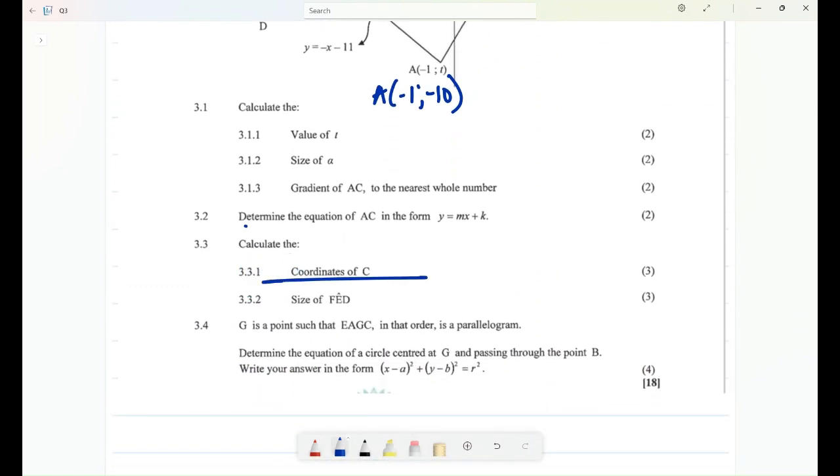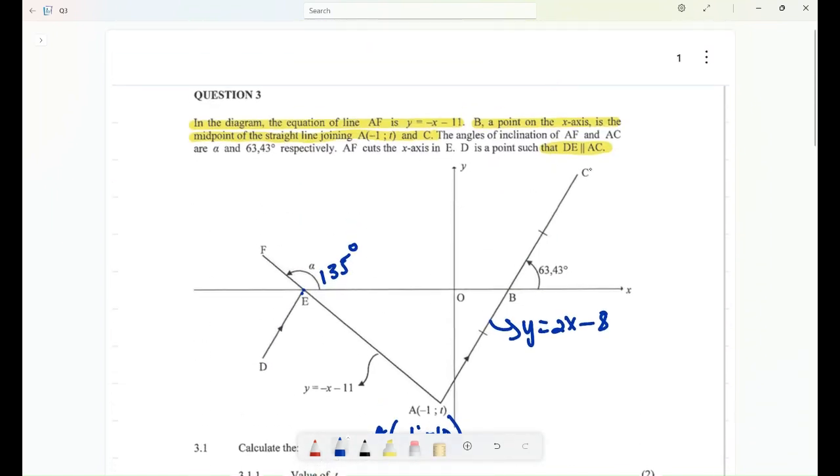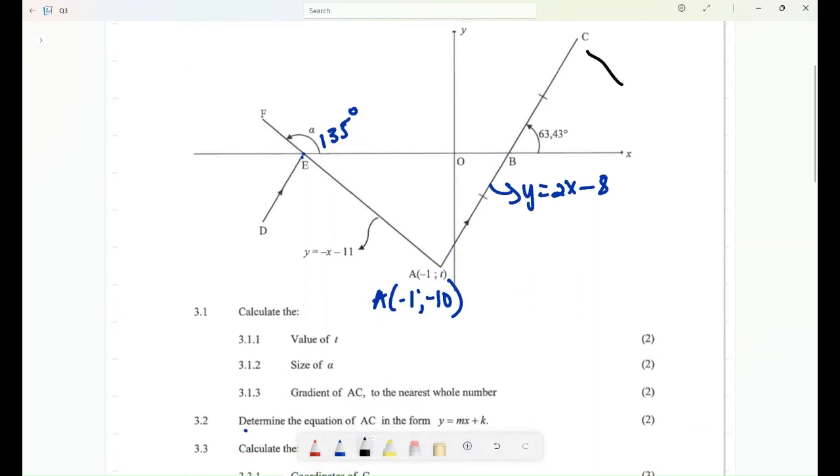Now the coordinates of C. C is any point. Let's see what they say about C. B is a point on the x-axis. B, a point on the x-axis, is a midpoint of a straight line joining A and C. So remember we said B is a midpoint between A and C. But the equation is with regards to C. So let me just find the coordinate of B. One thing I know here is the y value. The y value here is 0.